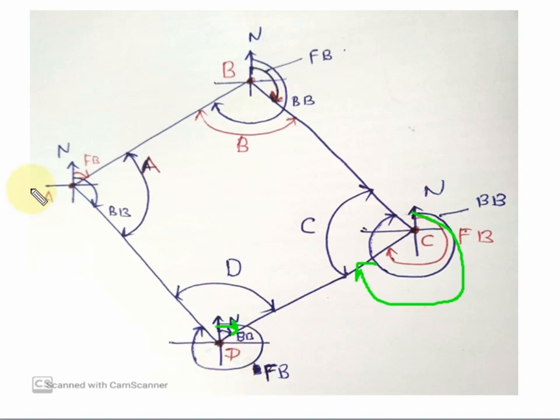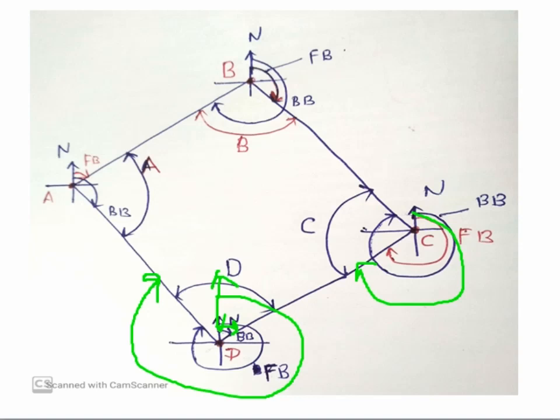Next line DA. Here you can see this is your north. The angle measured from the north to the survey line, that is D to A, is the forward bearing, and from the A station to the same line is the back bearing of line DA. So this is the forward bearing and back bearing.